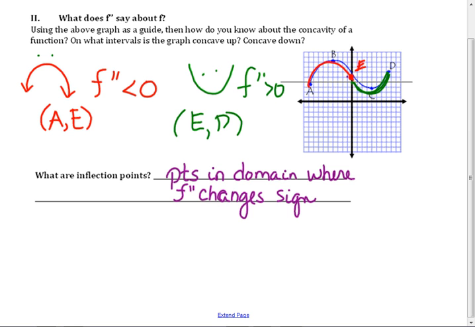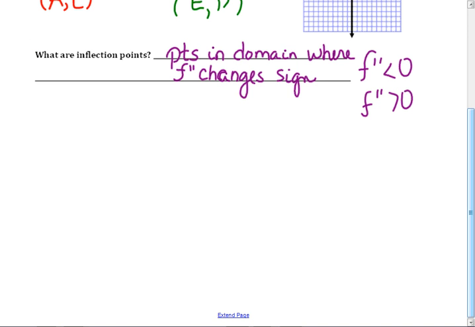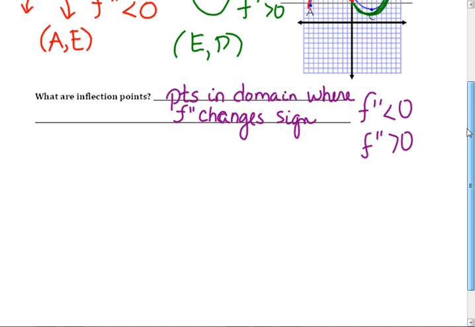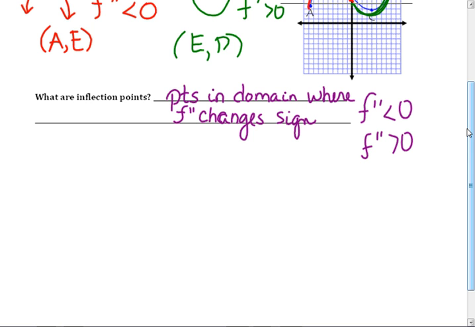So F double prime is going to be negative, and then F double prime is going to be positive. That's exactly what you want to say. F double prime changes sign. You don't want to say the function changes concavity there. That is what happens, but that's not how you prove it. You have to say that the second derivative changes sign. F changes concavity.